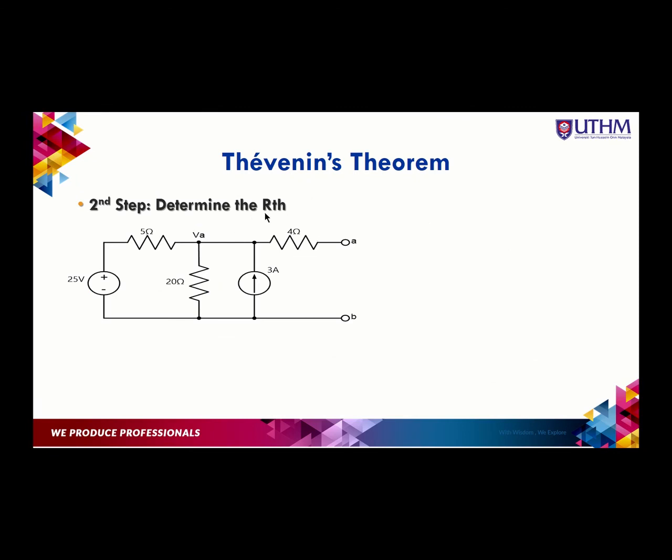So the second step is to determine the R Thevenin, and similar to the previous one, we have in this situation 20 volt and 3 ampere, so we need to deal with them at the same time. Here, we replace the independent voltage source with a short circuit, and the current source with an open circuit. As you can see here, the current source will turn into an open circuit, and this voltage source will turn into a short circuit.